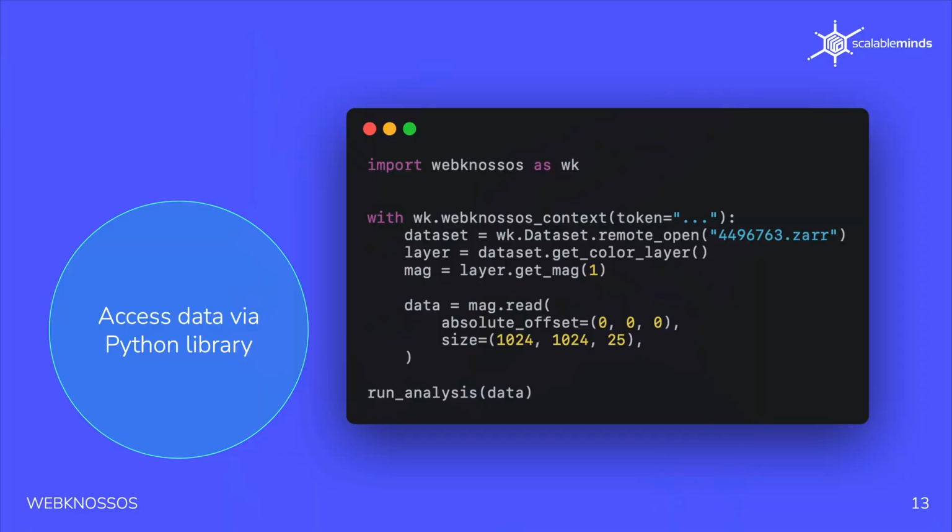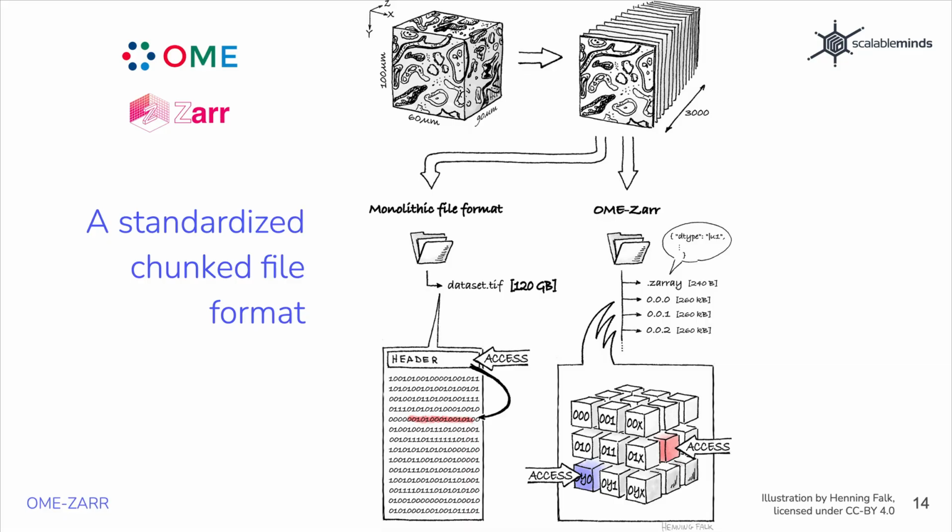Because webKnossos runs on a server, you can also access all of it through an API. So you can download data, you can upload data, you can automate all of your workflows, and we have a Python library that makes it very easy to interact with webKnossos through a Python interface. And webKnossos builds upon the chunked file format OME-Zarr, which really enables these streaming-based interactive visualizations, and it's also great for parallel processing. And it's a standardized file format, so it also allows interoperability with a number of other image analysis tools.